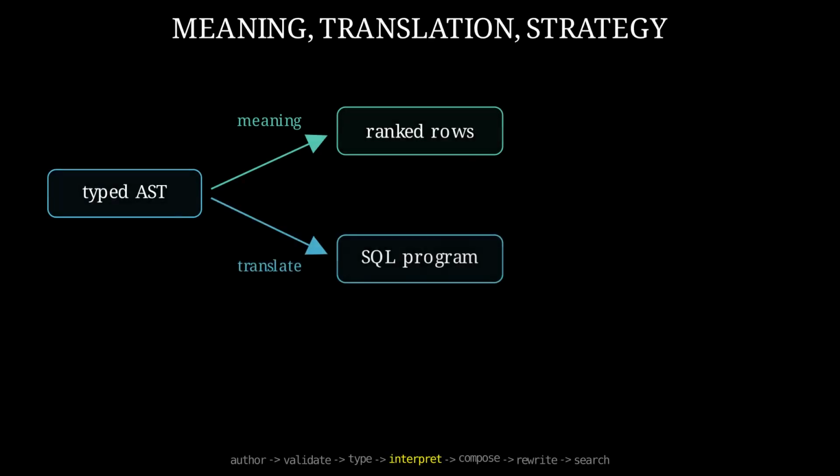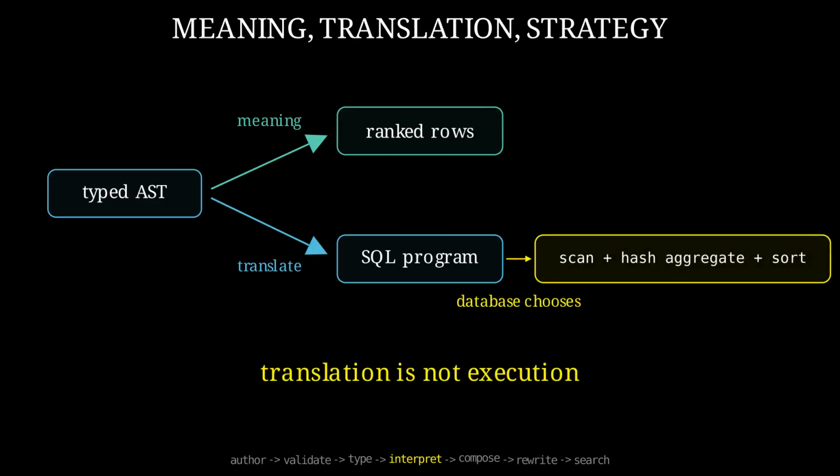3 layers are easy to blur. The language gives the source tree a meaning, these ranked rows. The compiler translates that tree into another program, this SQL text. Then a database chooses a physical strategy for the SQL, perhaps a table scan, a hash aggregate, and a sort. Translation is not execution, and a physical plan is not the language definition. Keeping those contracts separate lets each layer change safely.